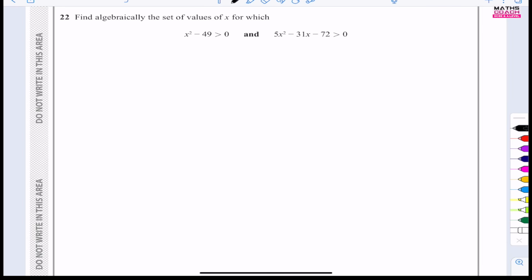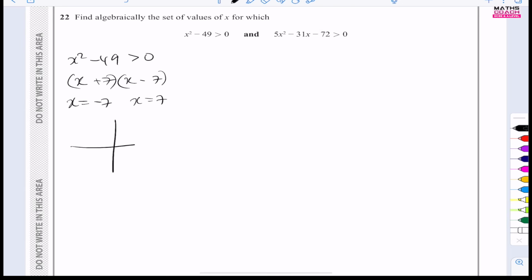Find algebraically the set of values of x for which x squared minus 49 is greater than 0 and 5x squared minus 31x minus 72 is greater than 0. We're going to have to do this separately. So let's start off with the x squared minus 49 on this side first. So we know that's greater than 0. We factorize. So it's a difference of two squares. So x, 7, plus minus. Now for the sake of our working, we're going to write x is equal to minus 7 and x is equal to positive 7.